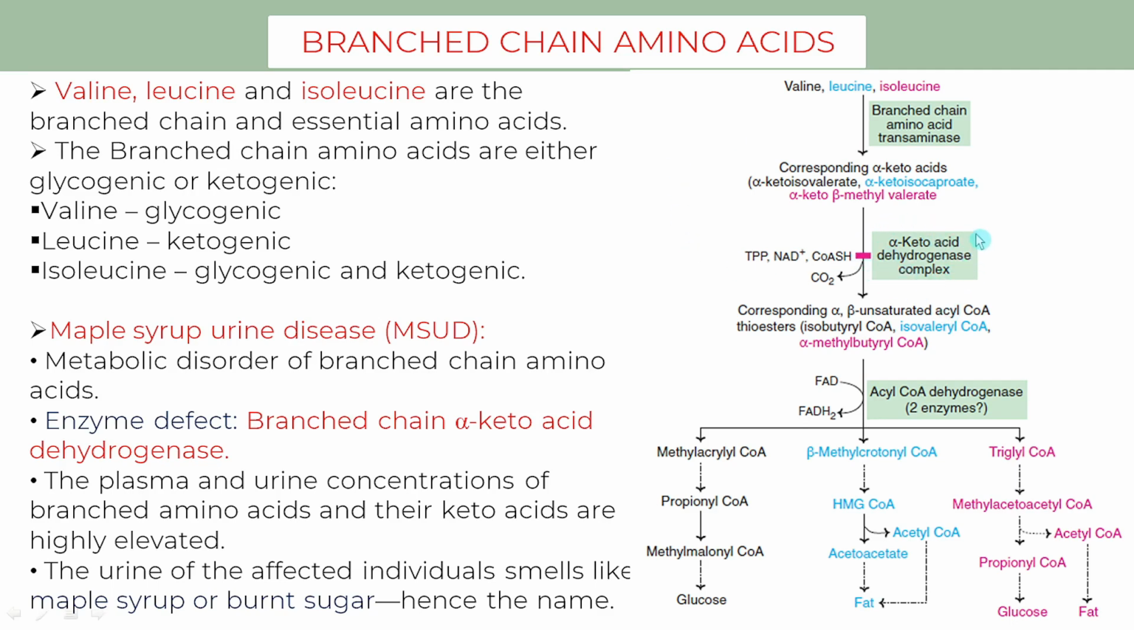So if there is an enzyme defect of this enzyme, what would happen? Corresponding keto acids and the branched chain amino acids will accumulate in the blood, which will cause maple syrup urine disease. The accumulation of these keto acids and the branched chain amino acids in the plasma and urine causes this characteristic smell of maple syrup or burnt sugar, and that is why this is called maple syrup urine disease. I hope you understand the biochemistry behind maple syrup urine disease.